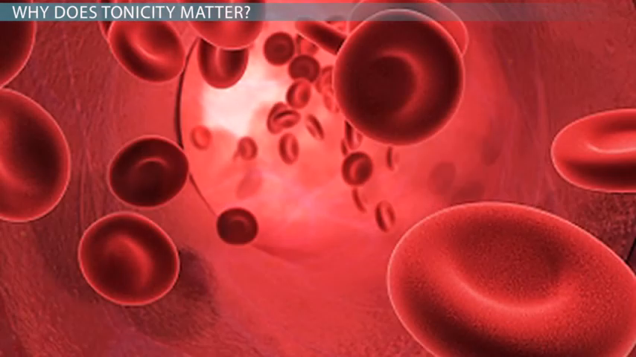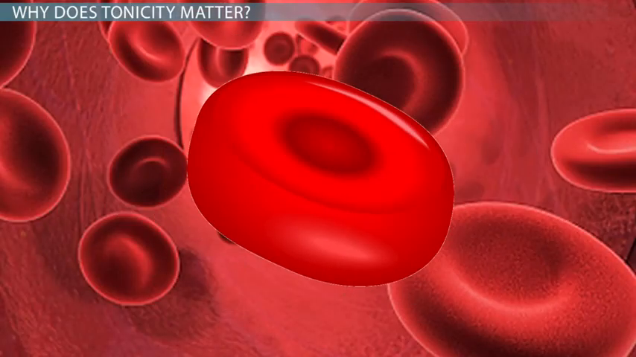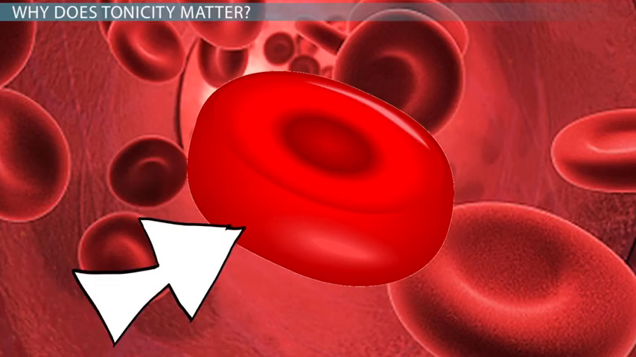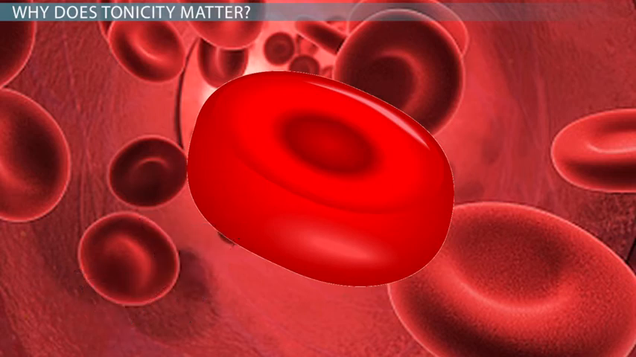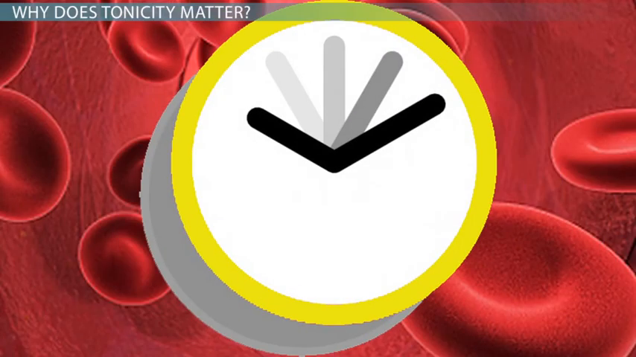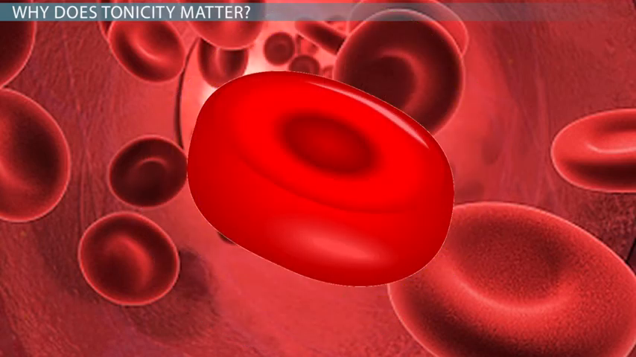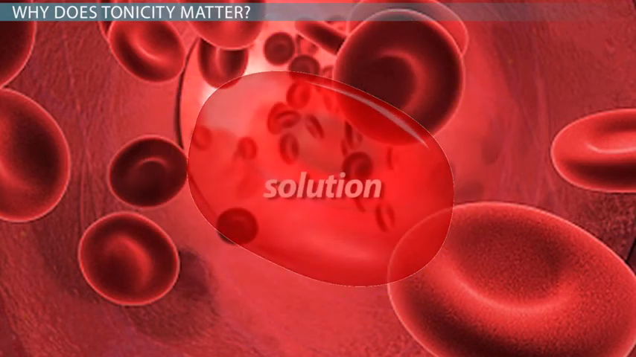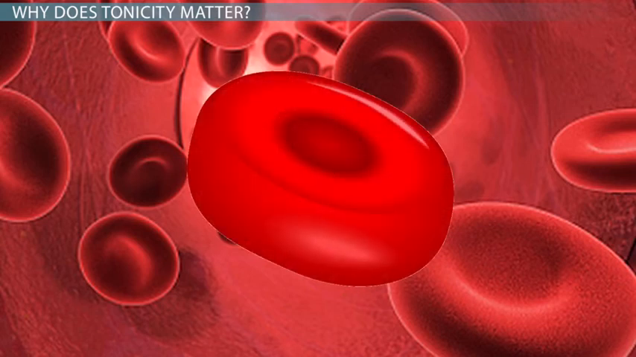Let's think about your blood cells. You have these red blood cells that are extremely important to your body. They are basically little bags of proteins encased in a semi-permeable membrane and floating around in a watery solution in your veins. Hey, that sounds like a perfect setup for some tonicity, doesn't it? Yep, it is. The insides of your blood cells are a solution, and that solution is compared to whatever is on the outside of the blood cells.